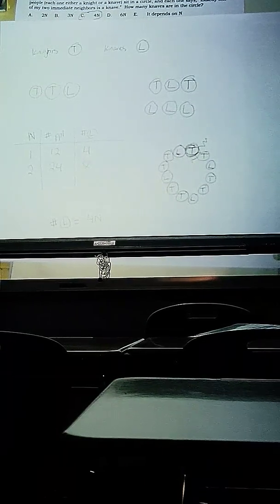I've seen this problem show up on several tests, actually. There was one in the spring of 2015, which was exactly the same thing. Same setup, knights and knaves. So there are probably a lot of other ones on the previous practice tests too. So that was the trick, the table and the drawing, the visual. Yep, exactly. Pictures help a lot. So, yeah, that's my presentation.